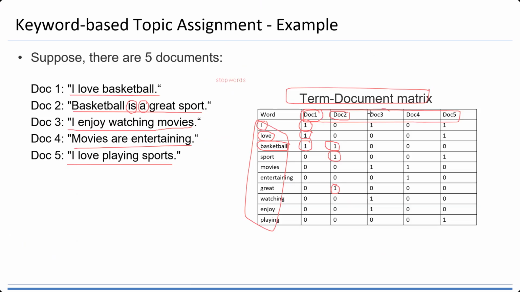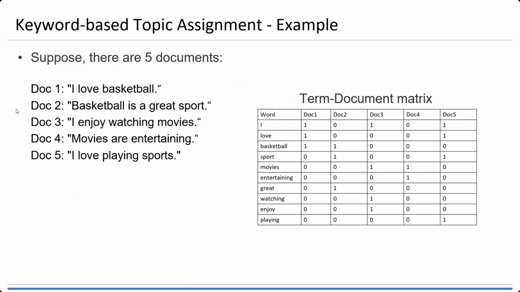Document 3. We have "I," "movies," "watching," "enjoy." So the same with document 4. We have "are." "Are" is not included because it is also a stop word. So we have only "movies" and "entertainment." Okay, and so on. So using this term document matrix, we can calculate.